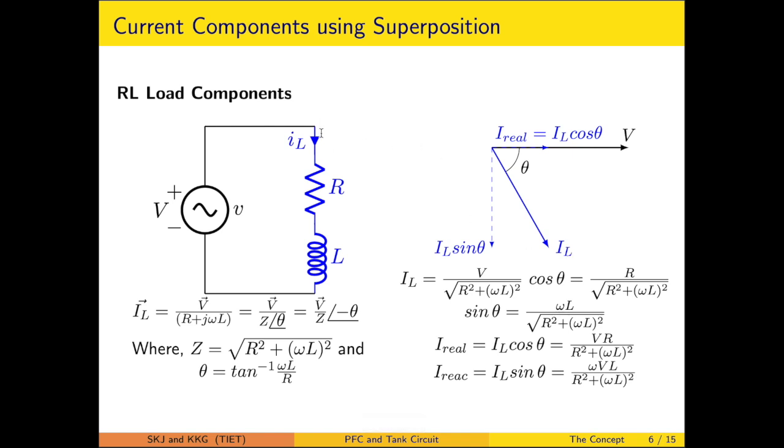This particular one is a series RL circuit. Because of the series RL circuit, the current will be lagging, and that lag is decided by the impedance angle. This can be resolved into two components. One is the real, another is the reactive. So the real component is IL cosine theta. The reactive component of the load current is IL sine theta. So these are all mathematical expressions that we have already studied.